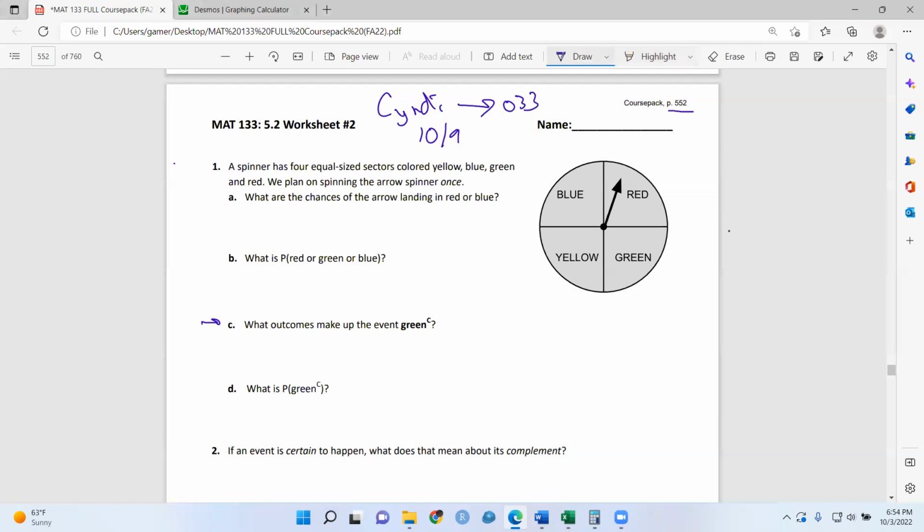Quick question. When we calculate these probabilities, when we do A, B, and D, are we calculating classical probabilities or empirical probabilities? These are classical. Why do you say empirical? Okay, hang on. You're correct, if that helps you feel better about it.